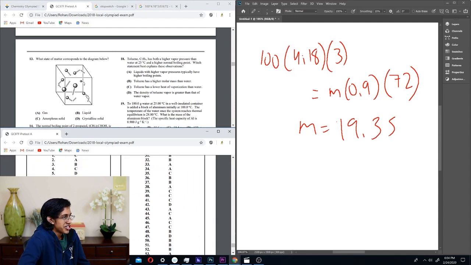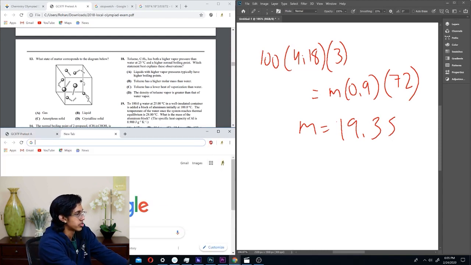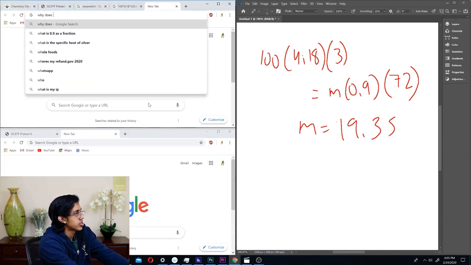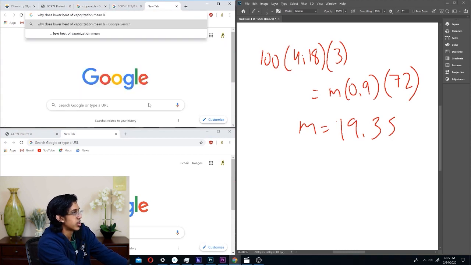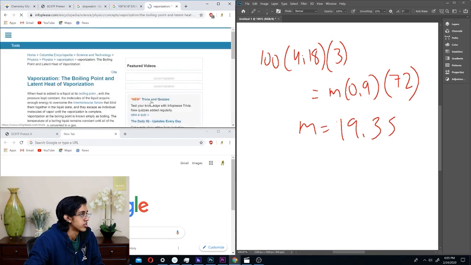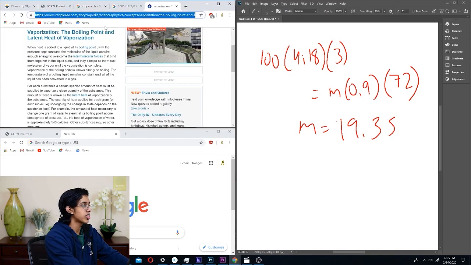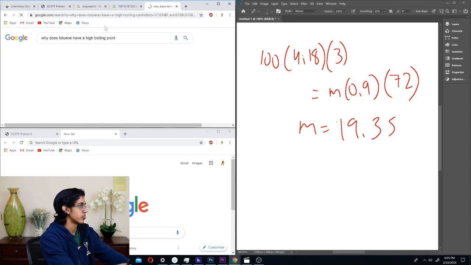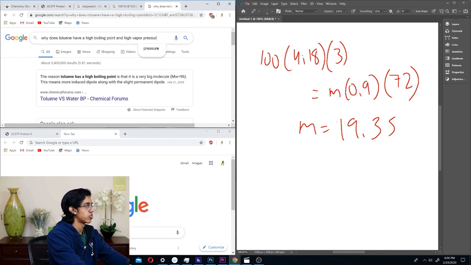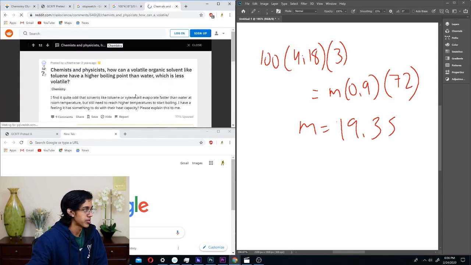Okay, let's see. Lower heat of vaporization? Wait, let me do another thing. Why does lower heat of vaporization mean higher boiling point? What does that have to do with boiling point? Okay, why does toluene have a high boiling point? Wait, what? No, it's not because it's a big molecule. Wait, what? Reddit, very, very critical source.